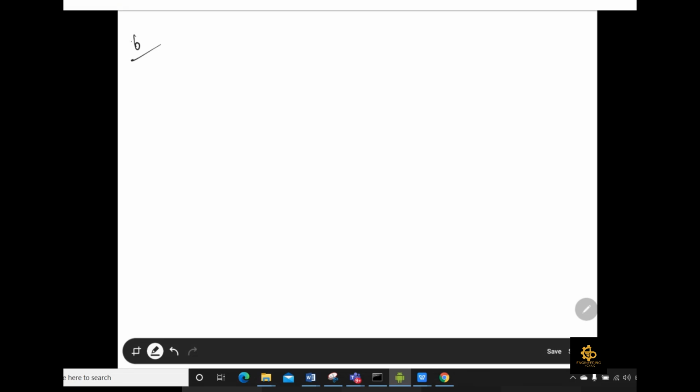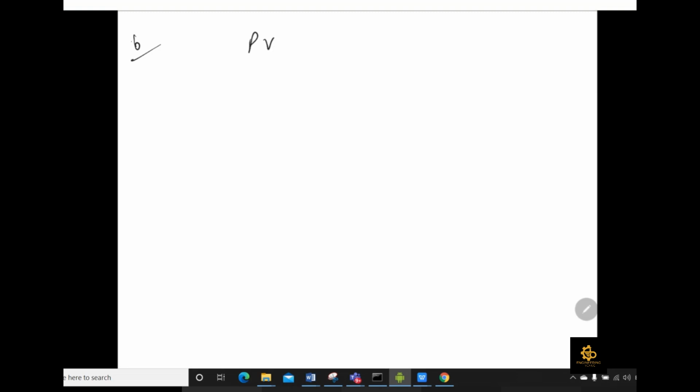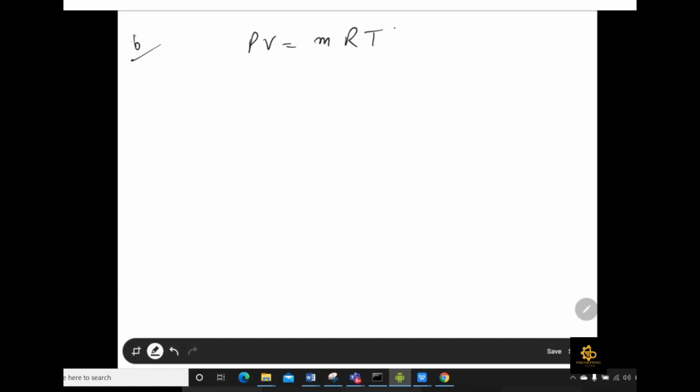Coming to part B, the required thing is to find the mixture pressure after equilibrium has been established. For the mixture pressure, because we are working with gases, we can use the relation PV is equal to nRT, where R is the gas constant for the specific gas.